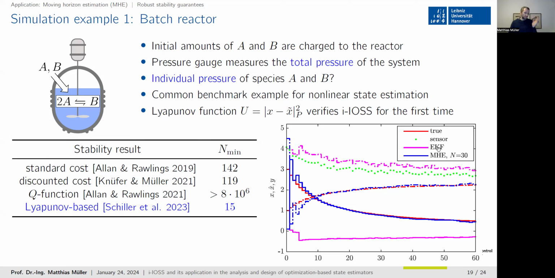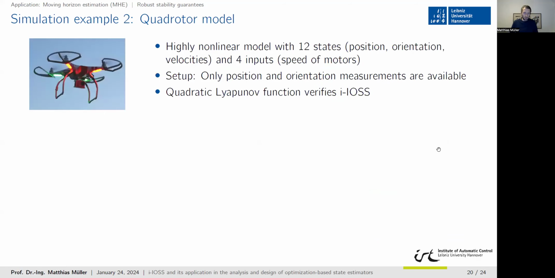Now, this was a rather simple example, with two states. So we also tested it on a slightly more complicated model: a highly nonlinear quad-rotor model with 12 states and 4 inputs, the speeds of the motors. The states are position, orientation and velocities, and we assume that we can only measure position and orientation, but not the velocities. Again, we could use the tool that I showed you before, using differential dynamics, to verify incremental input-output-to-state stability. Then we chose a horizon. I don't recall the minimal horizon, it was somewhere below 30, but N equals 30 in any case worked.